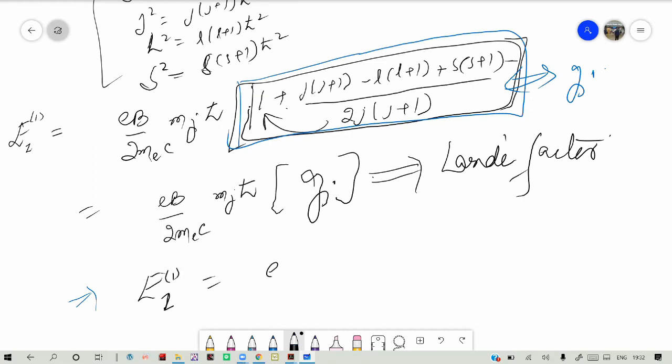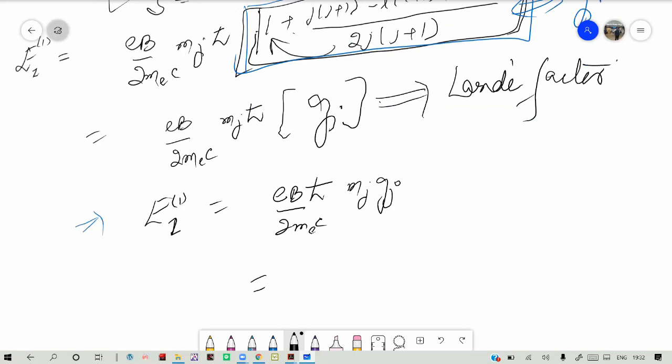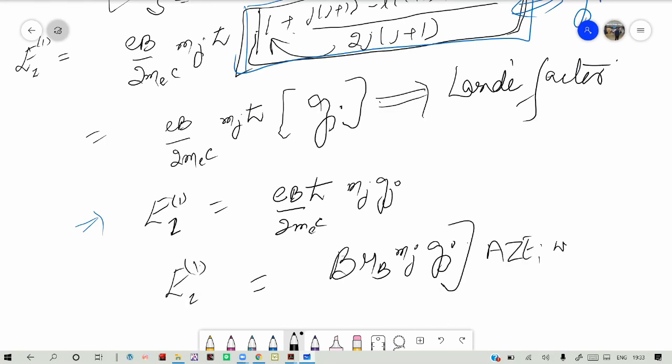It gives us E_Z1 is eB divided by 2 m_e c, h cut, m_j g_J. This is equal to mu_B B m_j g_J. So this is the first order energy correction for the anomalous Zeeman effect, weak field case.